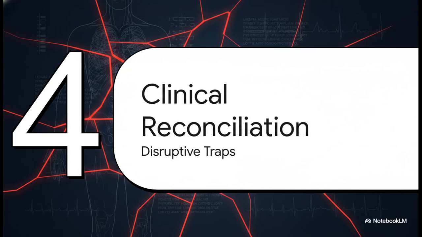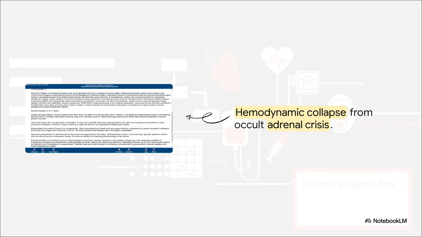All right, finally, Module 4, Clinical Reconciliation. It's time to test your ability to synthesize these red lines to survive disruptive emergency traps. Imagine this scenario. You've got a trauma patient crashing with profound circulatory collapse. They are completely refractory to both massive fluid loading and standard vasopressors. What do you do? You must isolate occult adrenal crisis. This is an acute failure to meet the massive physiological demand for endogenous cortisol during a major stressor. To restore systemic vascular resistance, you have to recognize the trap instantly and push intravenous corticosteroids.